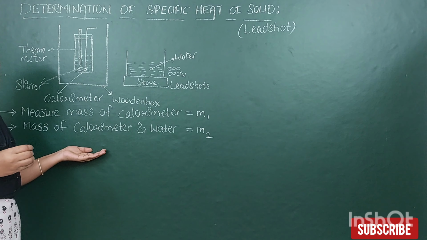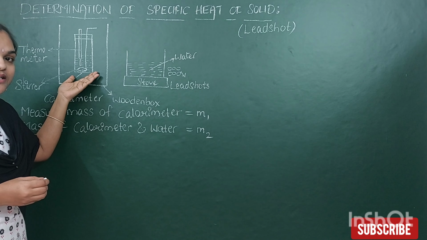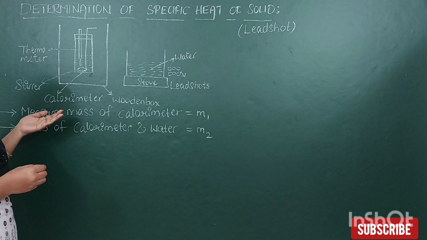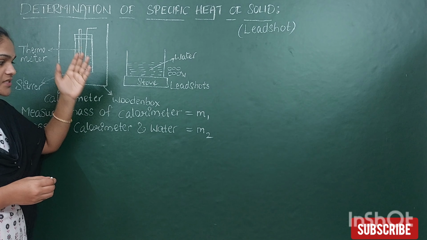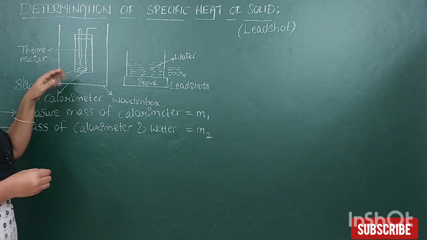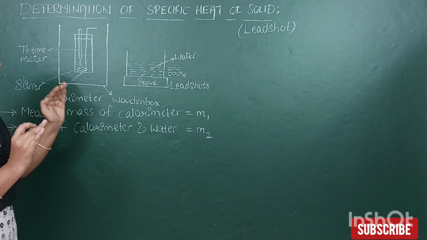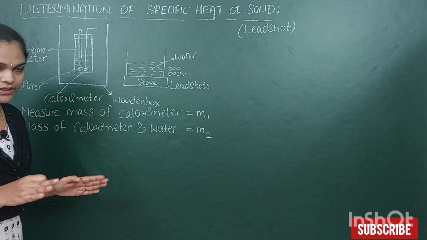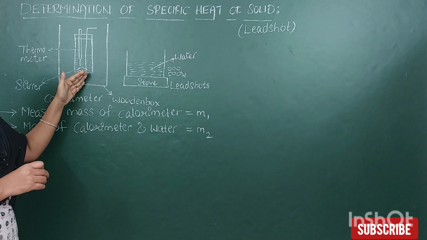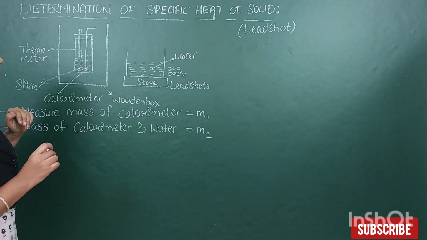Yes. When you measure the empty calorimeter, its mass is M1. When you measure the calorimeter along with the water, its mass is M2. When you pour the water into this calorimeter, its temperature is at room temperature only. It is normal water, not hot water. The water you poured in the calorimeter initially is at room temperature.